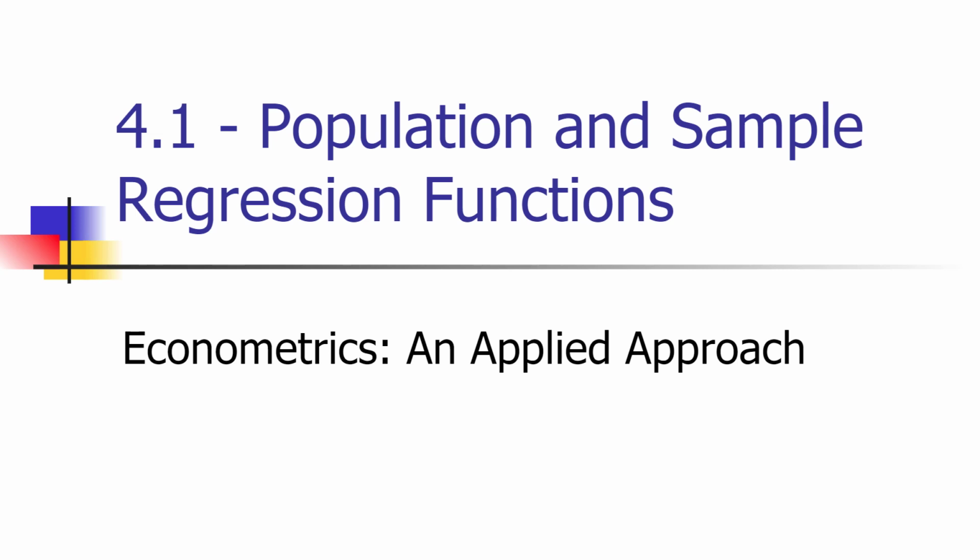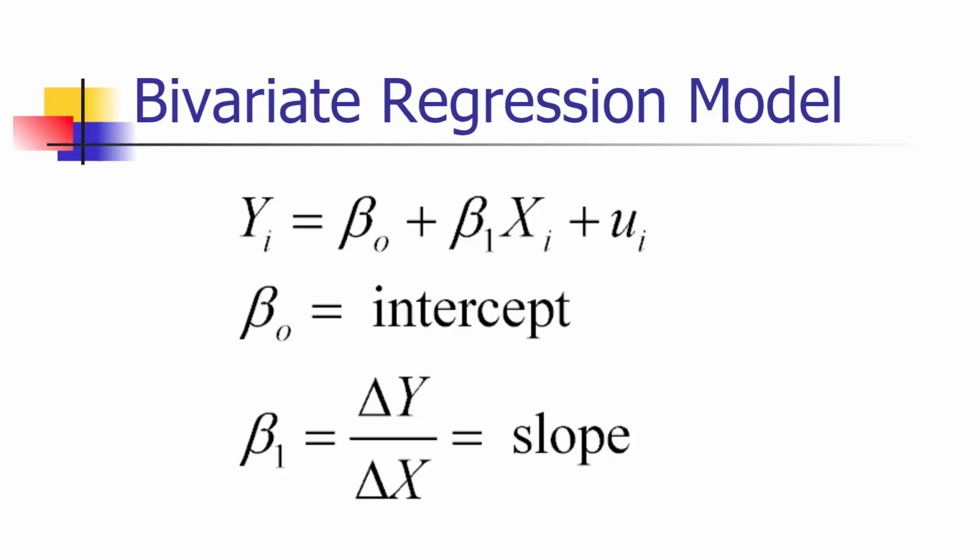In this video, we're going to talk about the distinction between the population and sample regression functions in the context of a bivariate regression model, where we just have a single dependent variable and one independent variable that's used to explain the dependent variable. In this model, the dependent variable y is assumed to be a linear function of the independent variable x, where beta 0 is the intercept of the equation, the point where it crosses the vertical axis, and beta 1 is the slope, which tells you the amount by which the dependent variable changes when there's a 1-unit change in the independent variable.